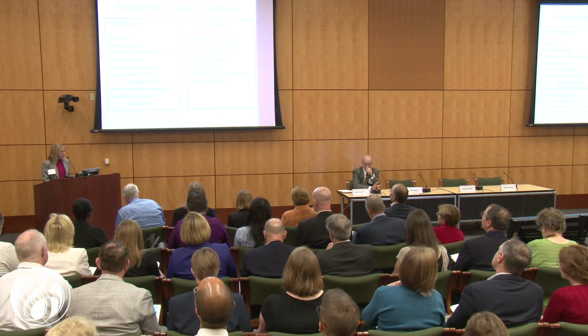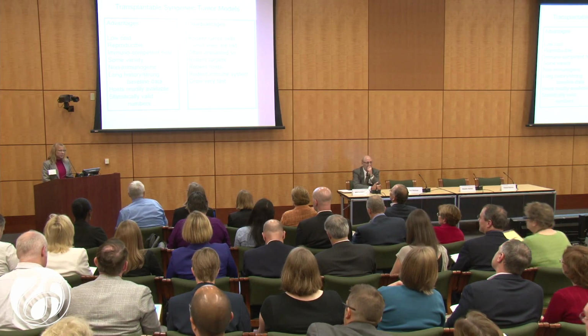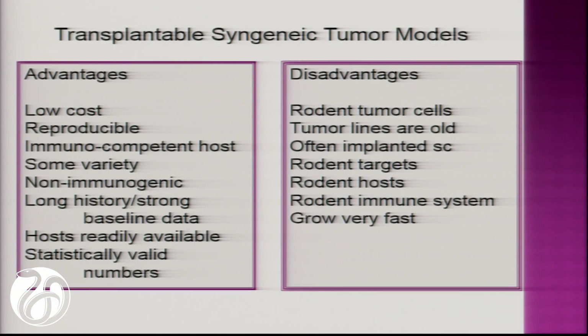policy. So starting in the 1960s, we had transplantable syngeneic tumor models. Most of these were developed by chemically induced tumors. These models are still used today quite extensively. They have low cost. They use conventional mice. They're very reproducible, very nicely in today's environment where immunotherapy is very popular.